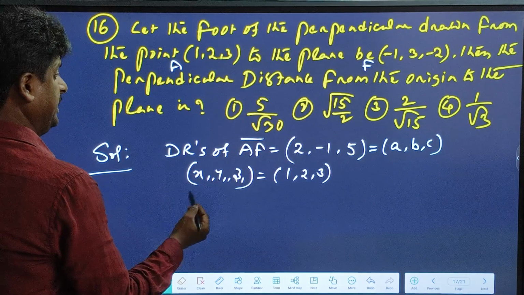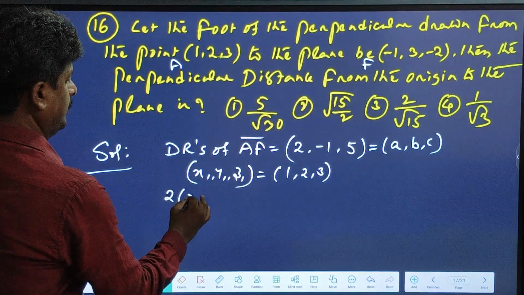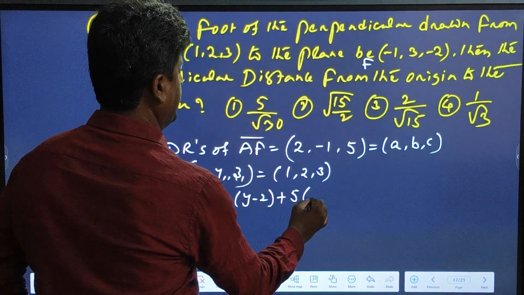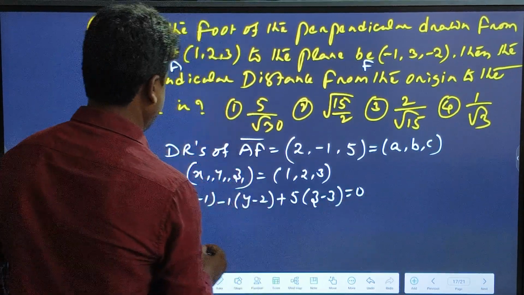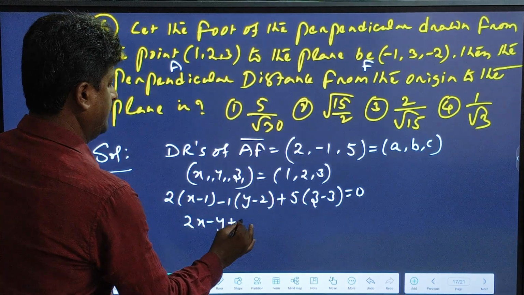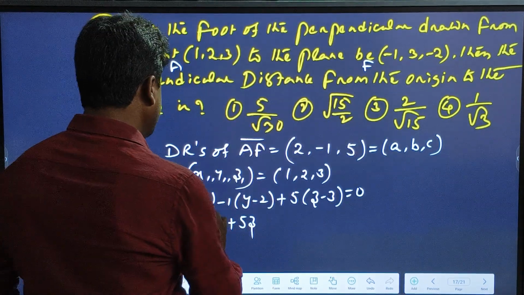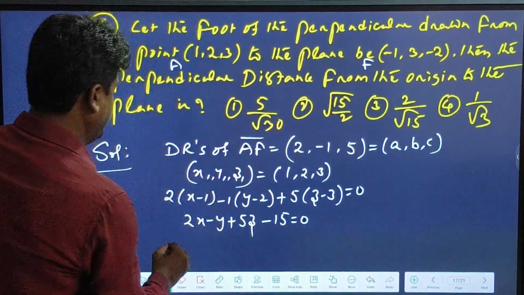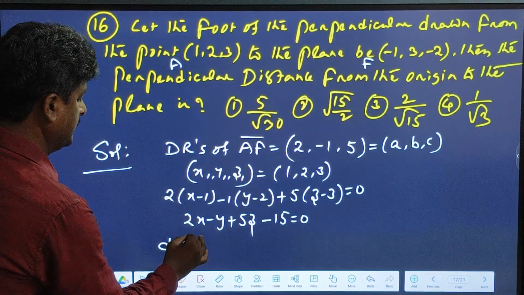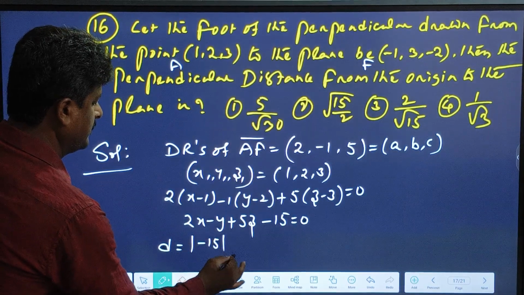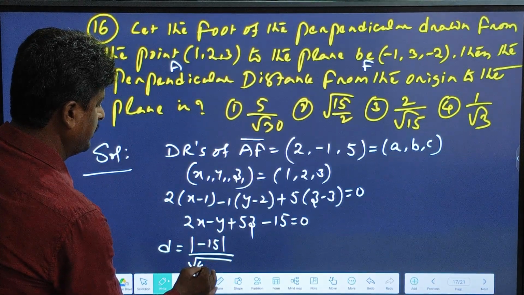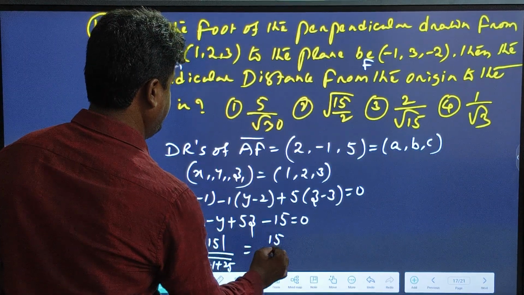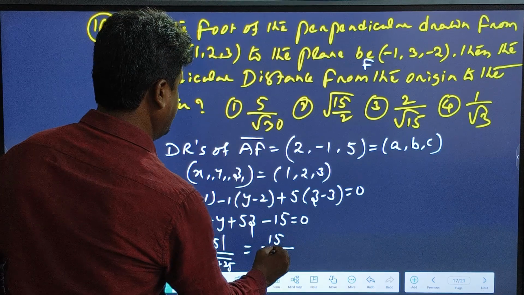Now the equation of plane is 2 into x minus 1 minus 1 into y minus 2 plus 5 into z minus 3 is equals to 0. 2x minus y plus 5z minus 2 plus 2 gets cancelled, minus 15 is equals to 0. So perpendicular distance from origin is modulus of constant by under root a square plus b square plus c square, that is 15 by root 30.